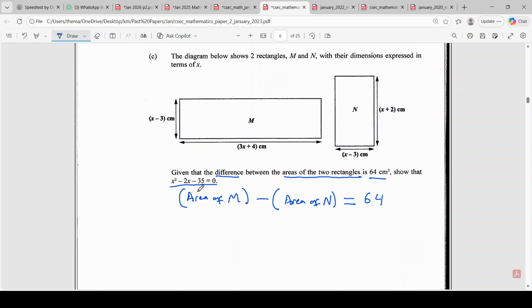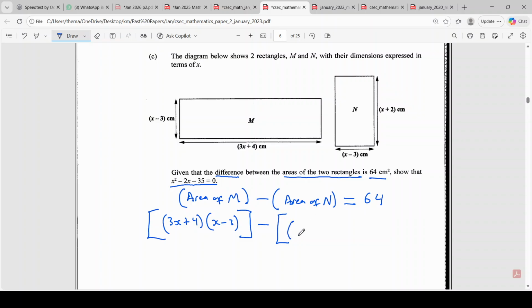Okay, so we want to find the area of M. So M is a rectangle. Let's find the area of a rectangle. Length times breadth, right? So the area of M will be the length, 3x plus 4, multiplied by the breadth, which is x minus 3. So that will be 3x plus 4 multiplied by x minus 3. I'm putting this in a bigger bracket, right? I want to keep it separate. So this is the area of M, and then we need to take away the area of N.